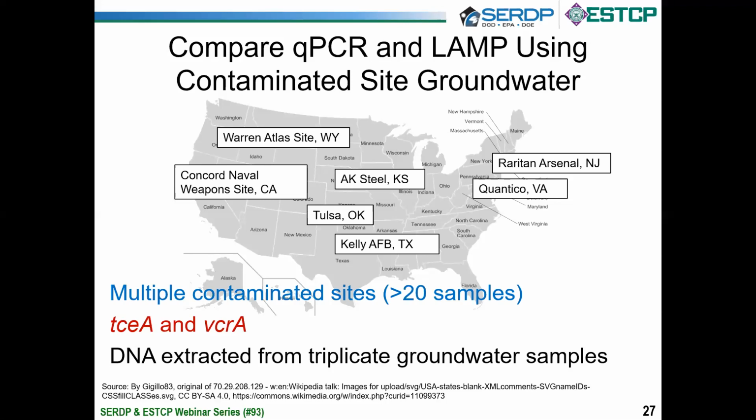Following the successful development and validation of our new LAMP assays, the next step was to use the assays on groundwater from contaminated sites. For this, we obtained groundwater from multiple contaminated sites across the US, as shown on this slide. Our work targeted the reductive dehalogenase genes, TCEA and VCRA, and the experimental design involved extracting DNA from triplicate groundwater samples and performing qPCR and LAMP on the DNA extracts.